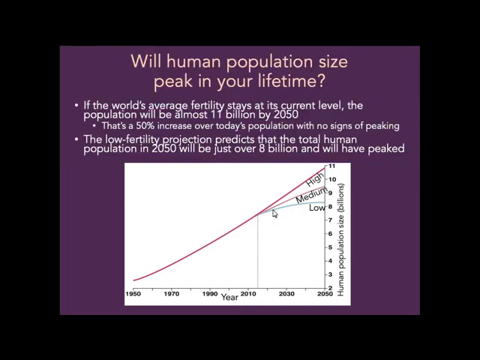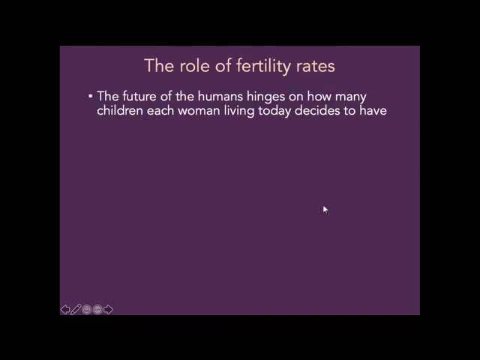Okay. So if the average fertility of the world stays about the same, the population will be at almost 11 billion by 2050. So that is a 50% increase over today's population. The low fertility projection predicts that the total human population will be just over 8 billion and will have peaked. So that is a little bit more encouraging.